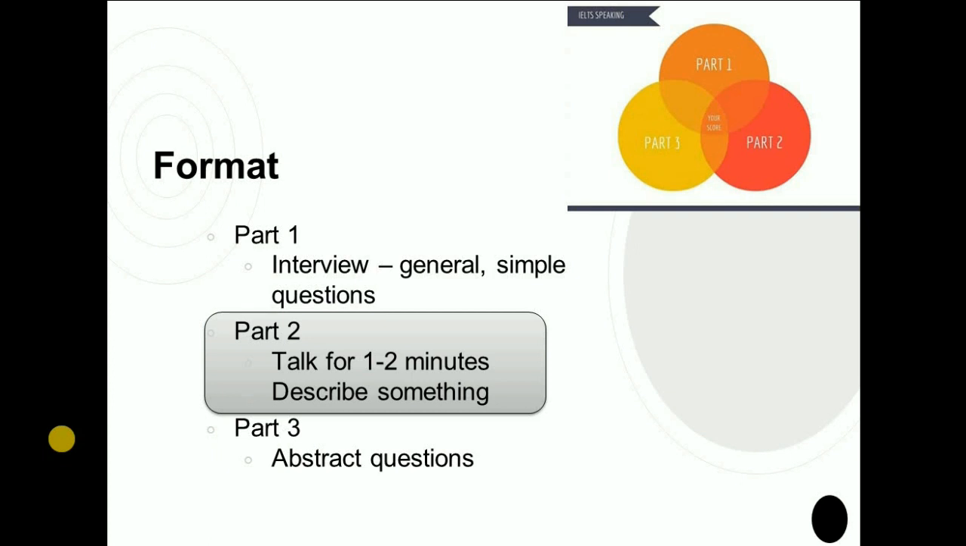Part 3 are abstract questions. These are more difficult questions. They might be about what is right or wrong, or what is in the best interests of society.